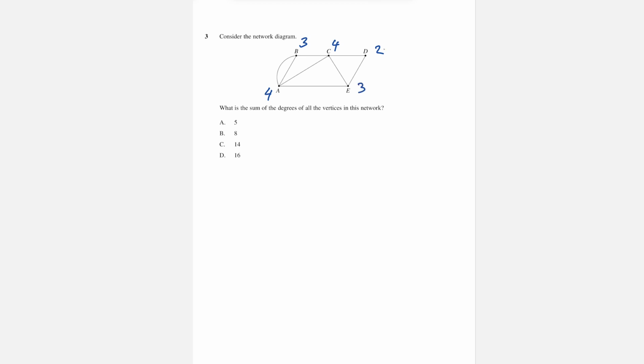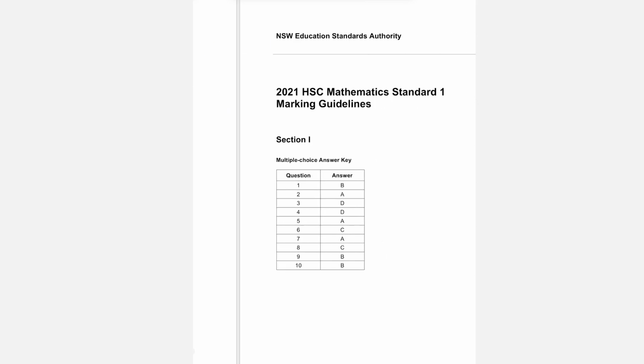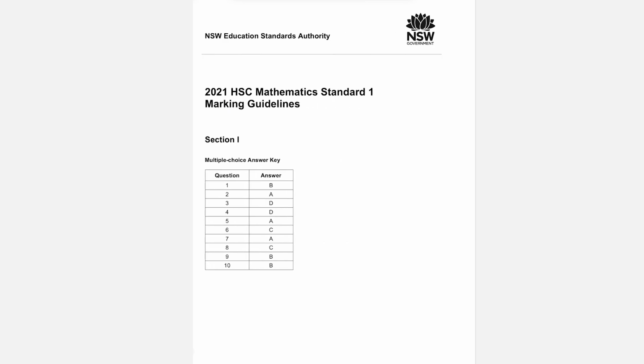So we're simply adding up all of these numbers. 4 plus 2 is 6, plus 4 is 10, plus 3 is 16. So there you have it. Our final answer is D, 16. And indeed, the answer is 3D, 16.